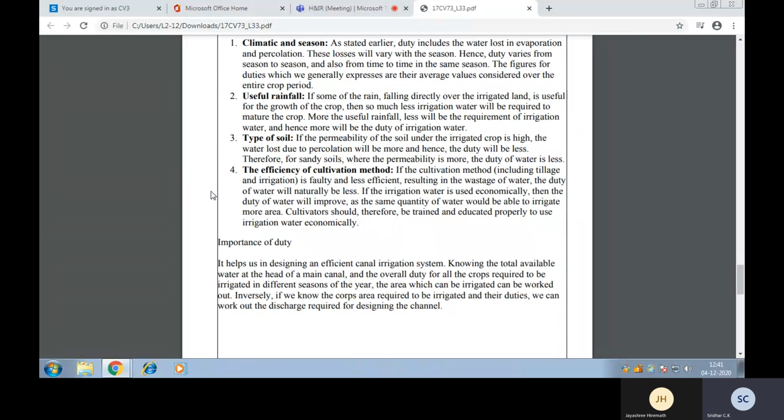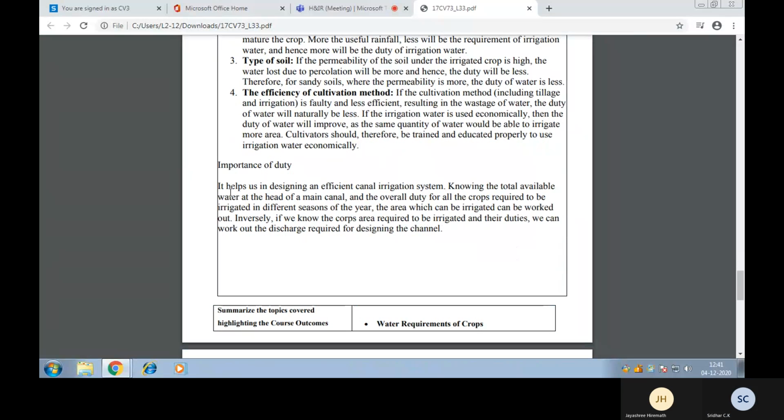Now, coming to the last discussion about the importance of the duty. Why is it necessary? Why is duty necessary for the growth of a particular crop? It helps in designing an efficient canal system.